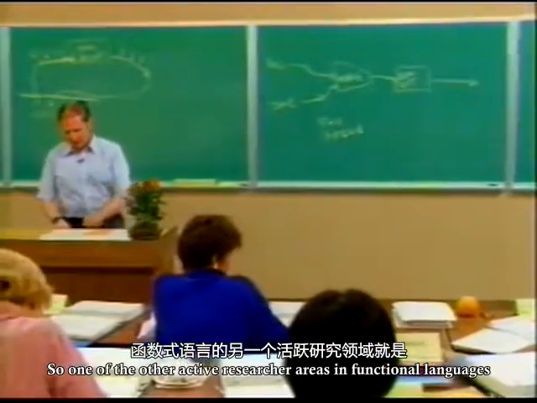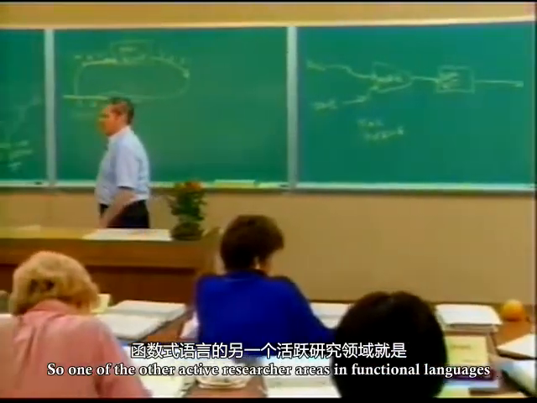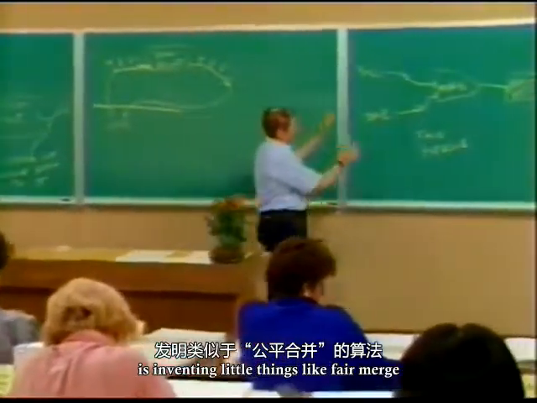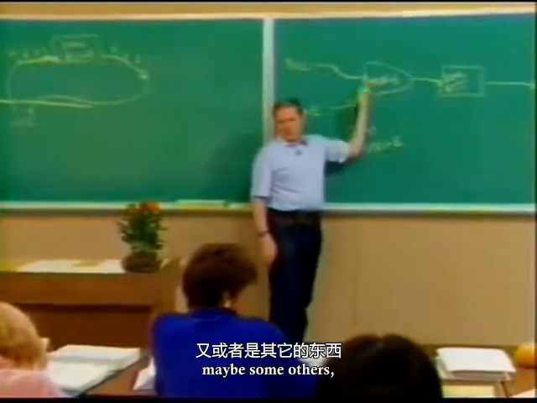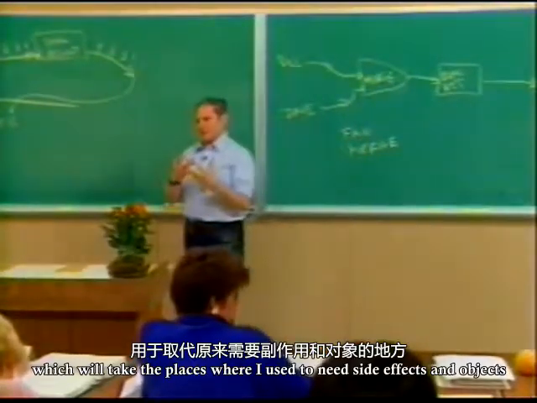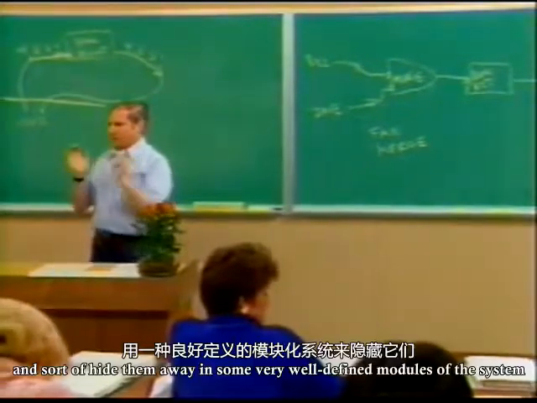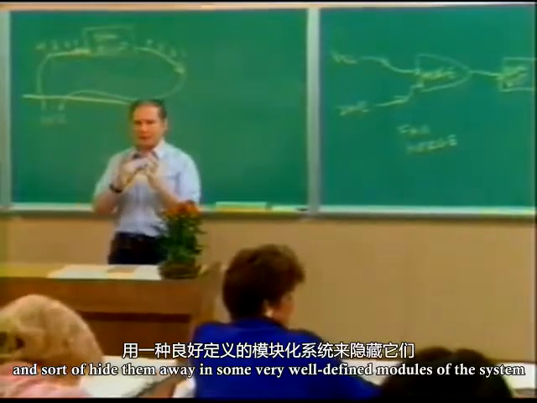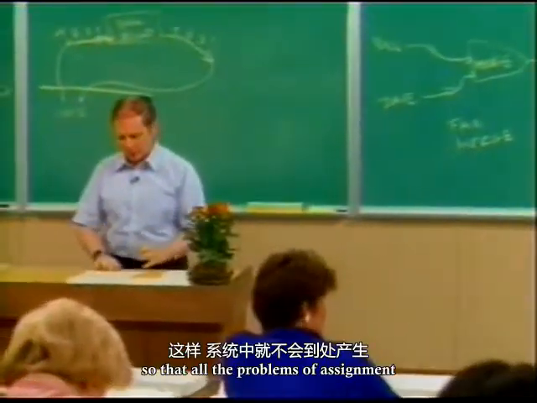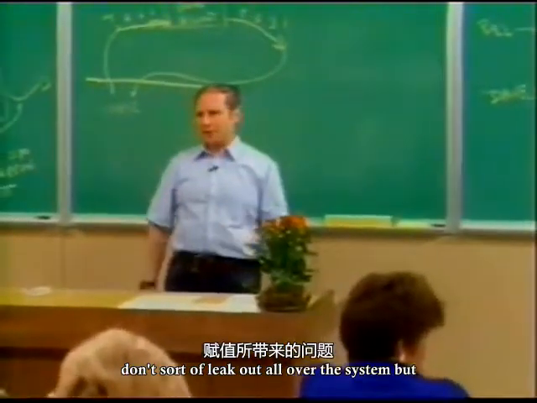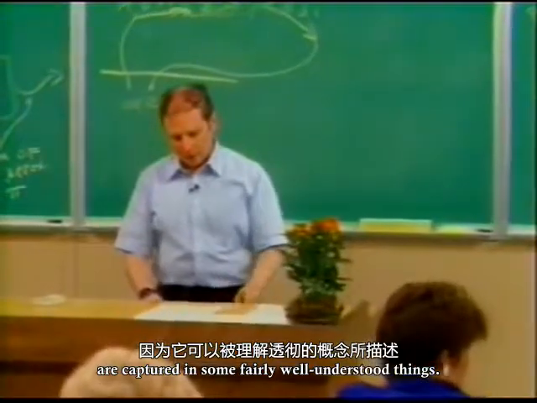One of the other active research areas in functional languages is inventing little things like fair merge, and maybe some others, which will take the places where I used to need side effects and objects and hide them away in some very well-defined modules of the system, so that all the problems of assignment don't leak out all over the system, but are captured in some fairly well-understood things.